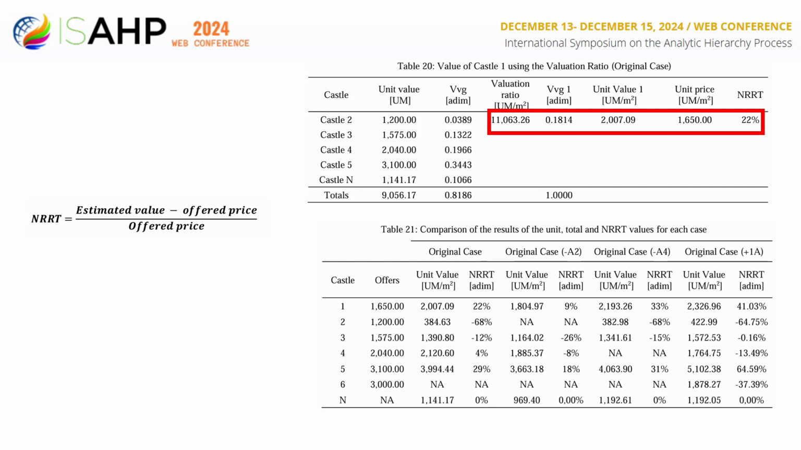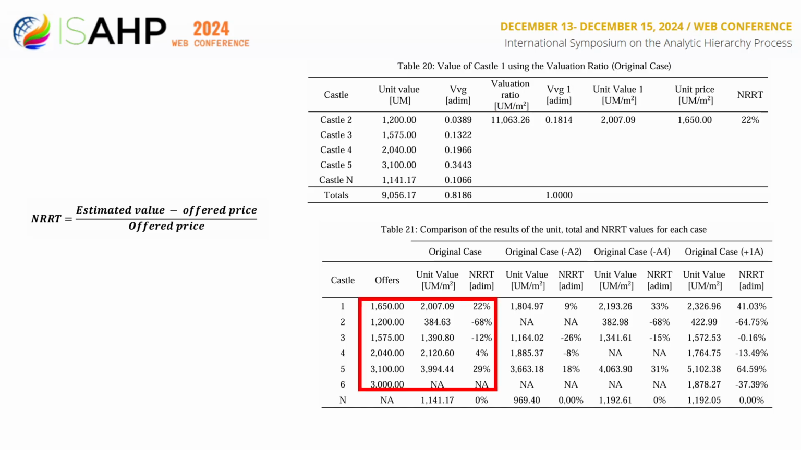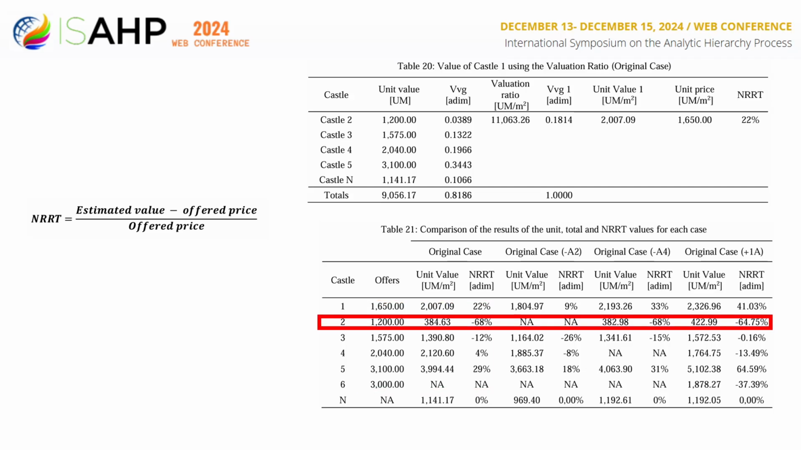In an interesting discussion, it was possible to conclude the following about the contents of this table. A. In all cases, all the values of the castles were very different, especially Castle 2, which with a price of 1,200.00 mu per square meter, the values are between 382.98 and 422.99 monetary units per square meter, with a maximum NRRT of minus 68%.